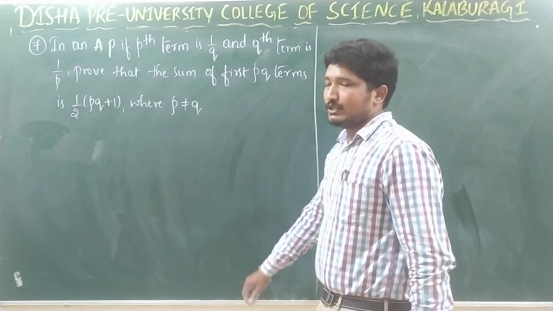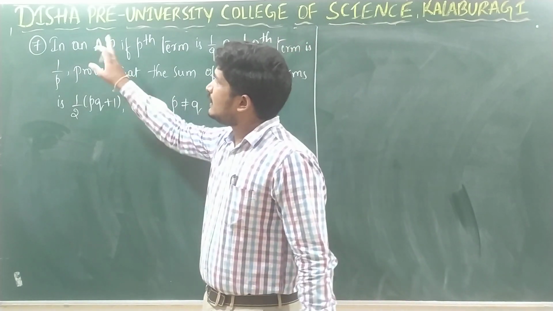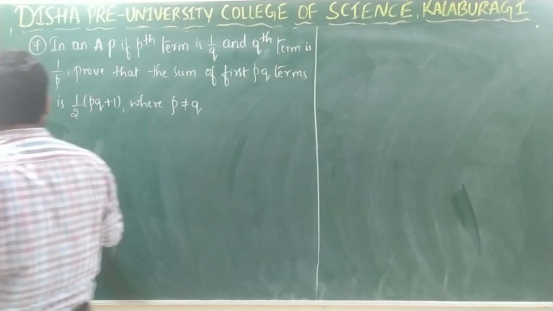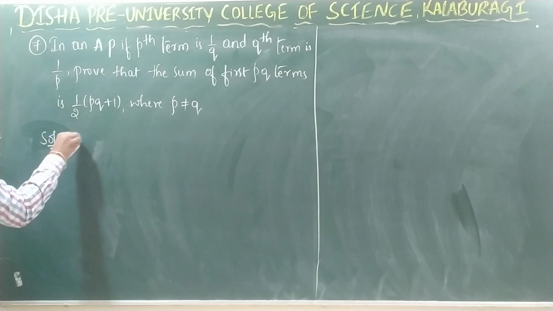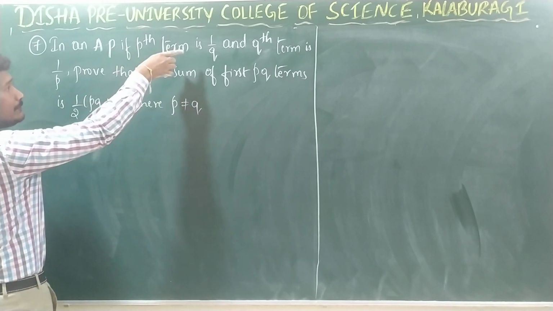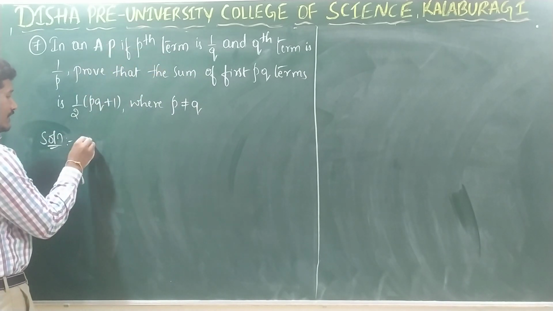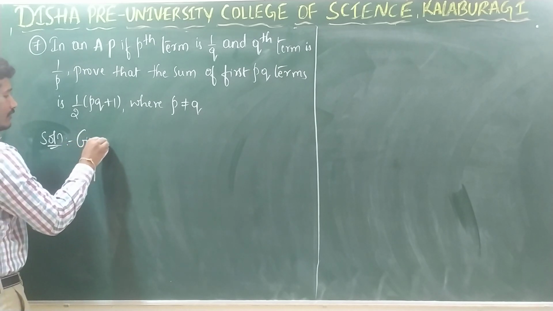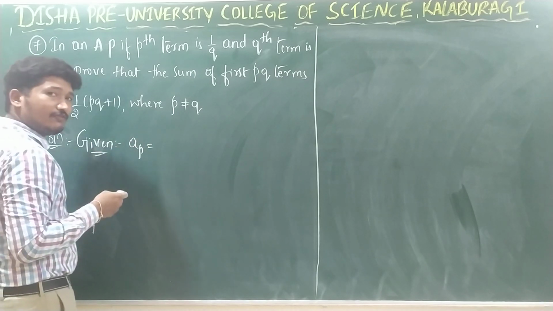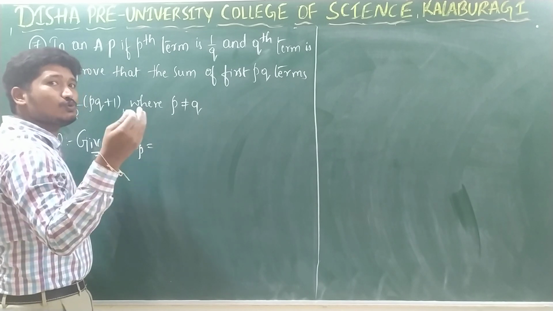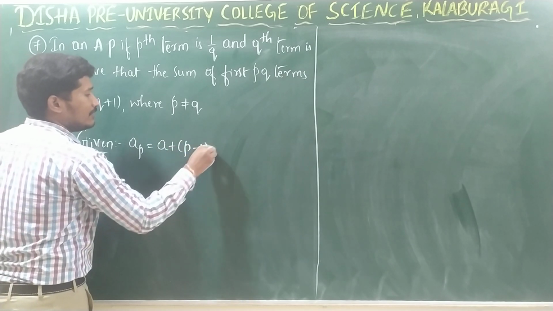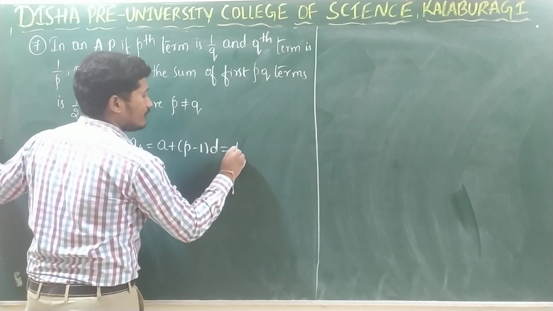Alright. So the next one. In an arithmetic progression, if pth term is 1 by q, so we are given the pth term of the arithmetic progression. So pth term is nothing but what? AP, right? Nth term formula is what? a plus n minus 1 into d. So in the place of n we have p. So this will be a plus p minus 1 into d. So this is given as 1 by q.